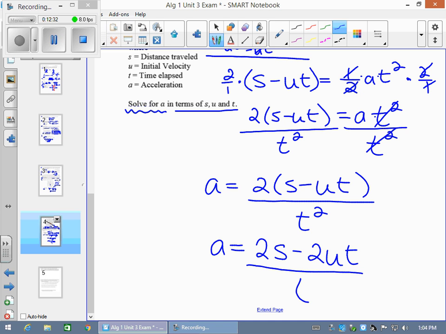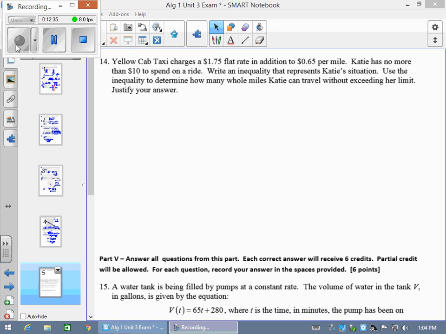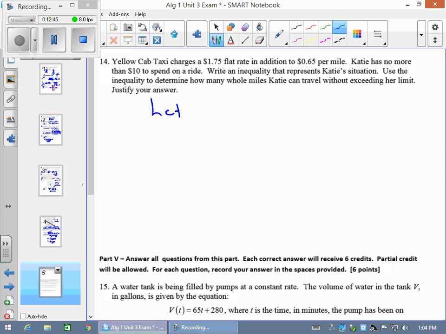Okay, taking a look at question 14, you had to write a let statement. And the reason you had to write a let statement was because the variable is not defined in the question. So I'm going to say let x equal the number of miles. But you could have used a different letter. You wanted to use m for miles, as long as you define the variable.